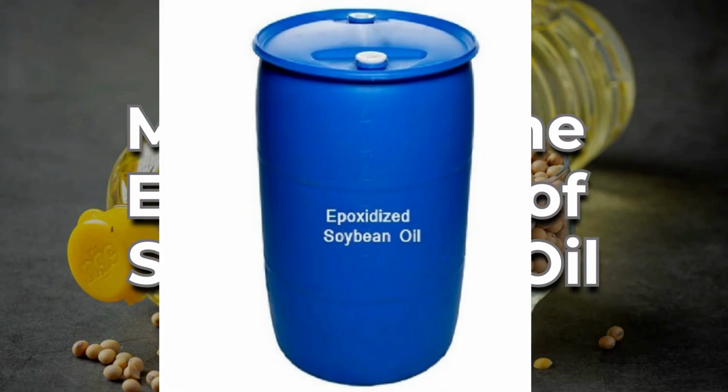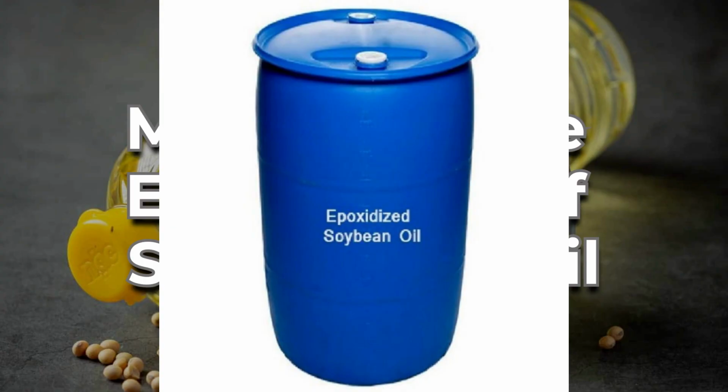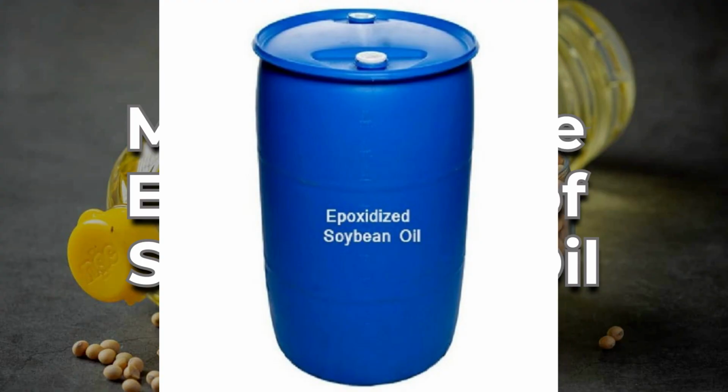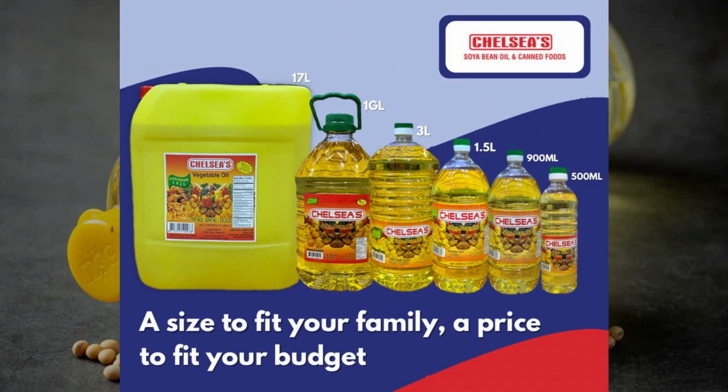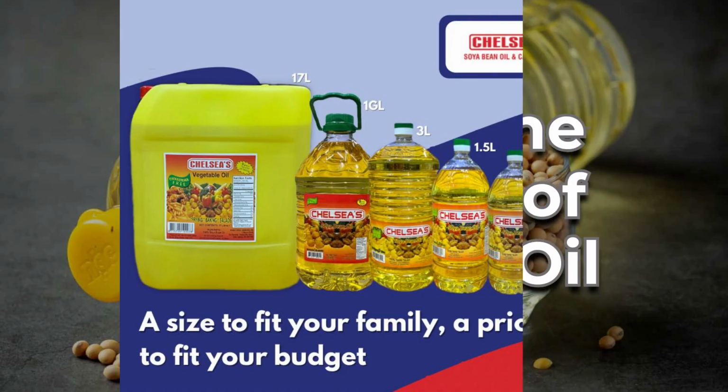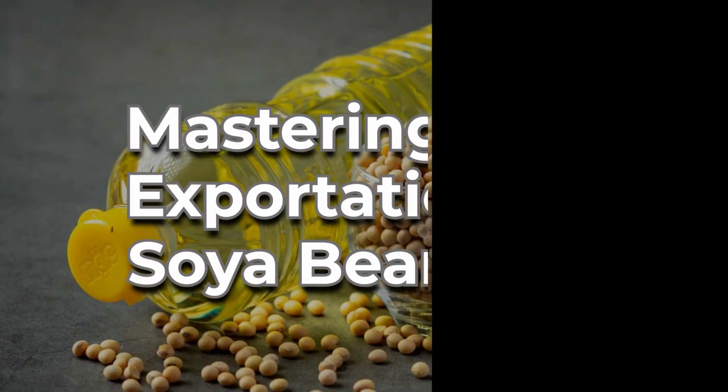Drum and barrel. Steel and plastic drums can hold between 180 to 220 liters of soybean oil, depending on the size. These are suitable for smaller shipments or markets where bulk packaging is required. PET bottles. That's a regular bottle. There are various sizes from 1 liter to 5 liters. These bottles are suitable for retail sales and smaller scale production.